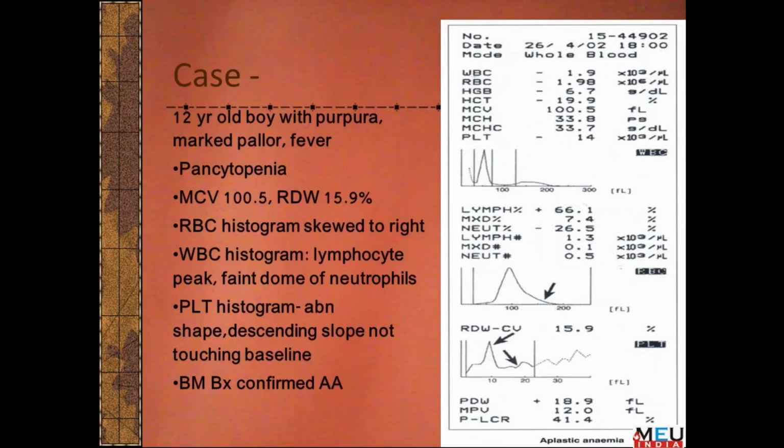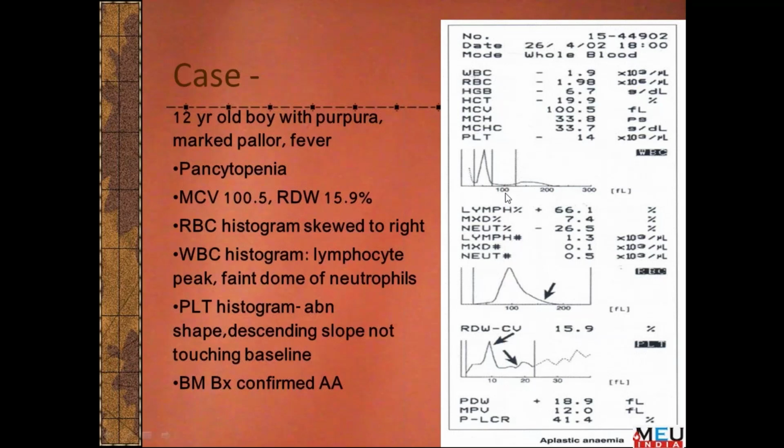Now this is another case of a 12-year-old boy with purpura and marked pallor along with fever. There is pancytopenia. The mean corpuscular volume is 100.5. The red cell distribution width is 15.9. You can see this is a case of megaloblastic anemia, and the RBC count histogram has shifted towards the right.